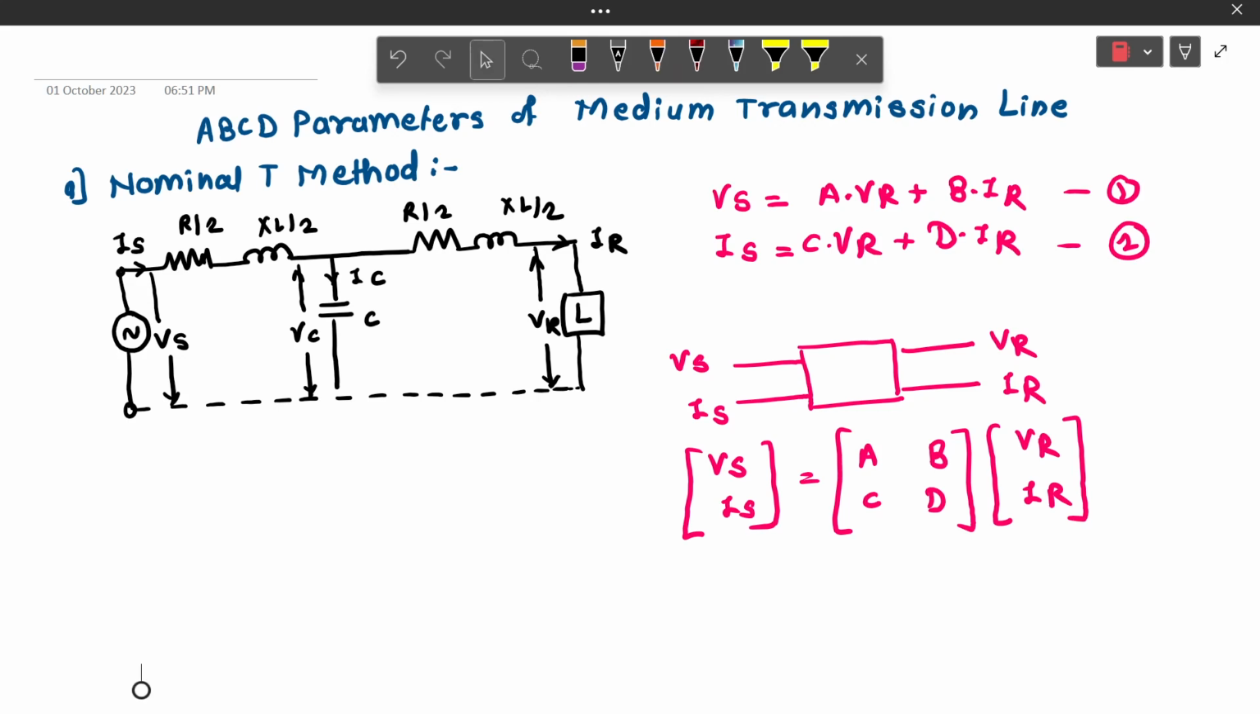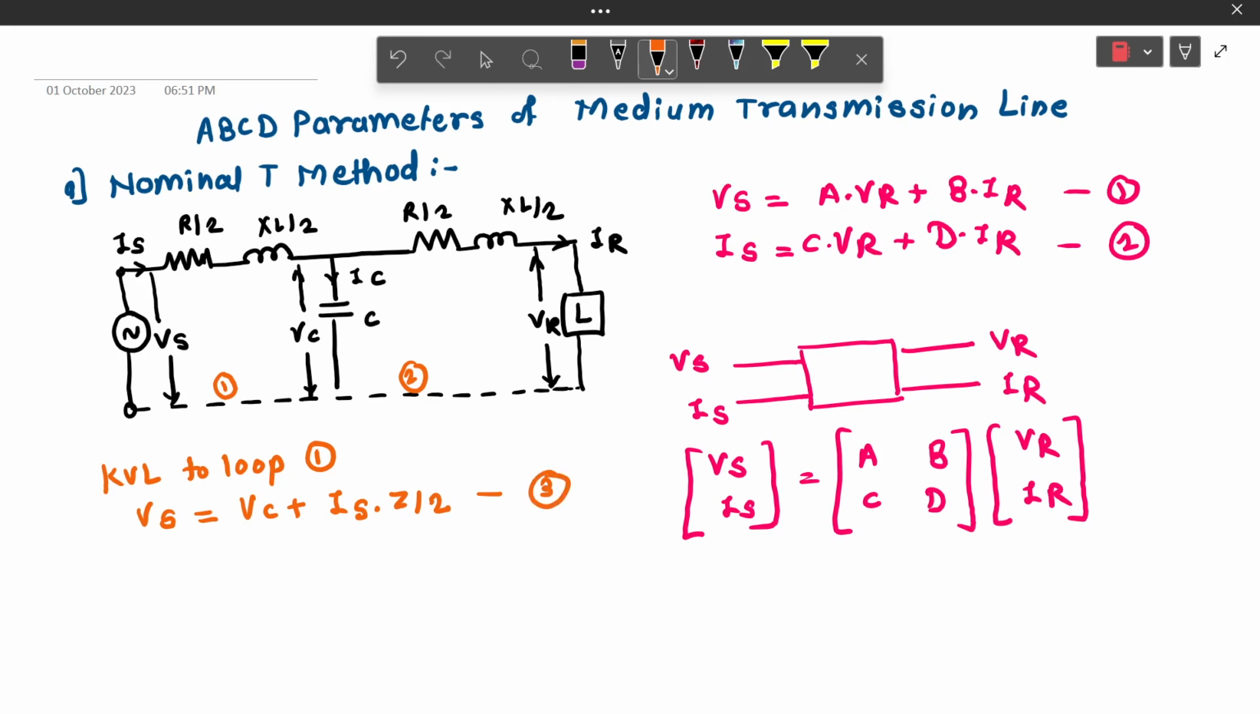So let us start. First of all, we are going to apply KVL to loop 1. We are considering this as loop 1, this as loop 2. We are applying KVL to loop 1. By applying KVL to loop 1, we can write Vs is equal to Vc plus Is into Z by 2. Equation number 3.